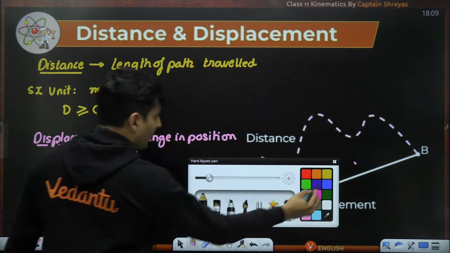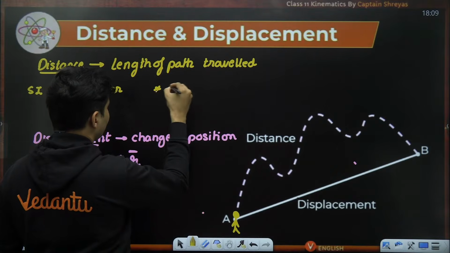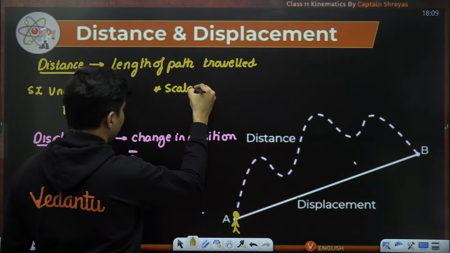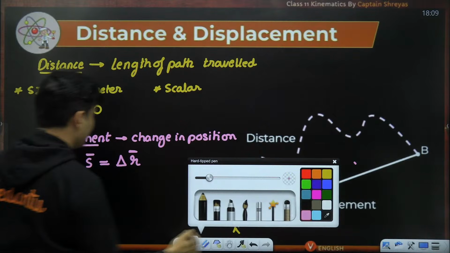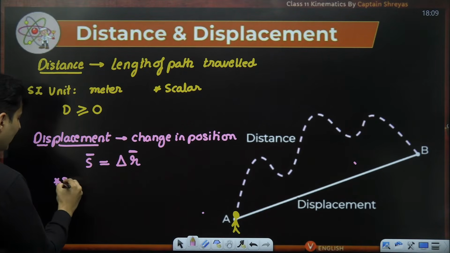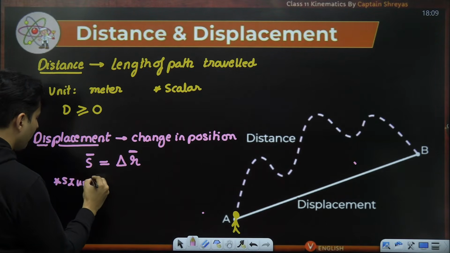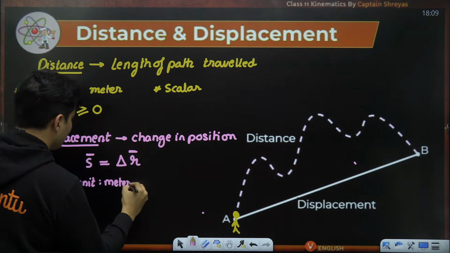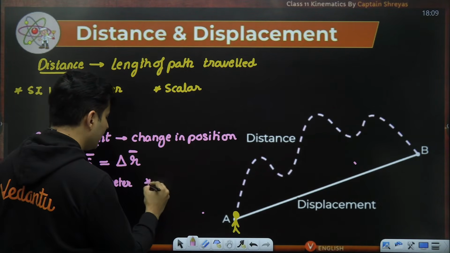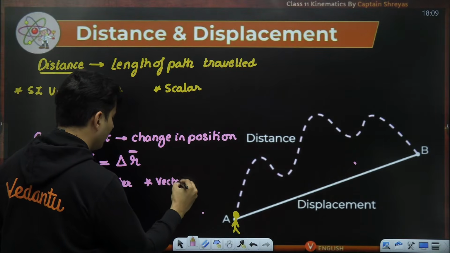By the way, distance is, of course, a scalar quantity, whereas displacement is a vector quantity. The SI unit still remains meters. Dimensionally, it is the same, but it is a vector quantity.